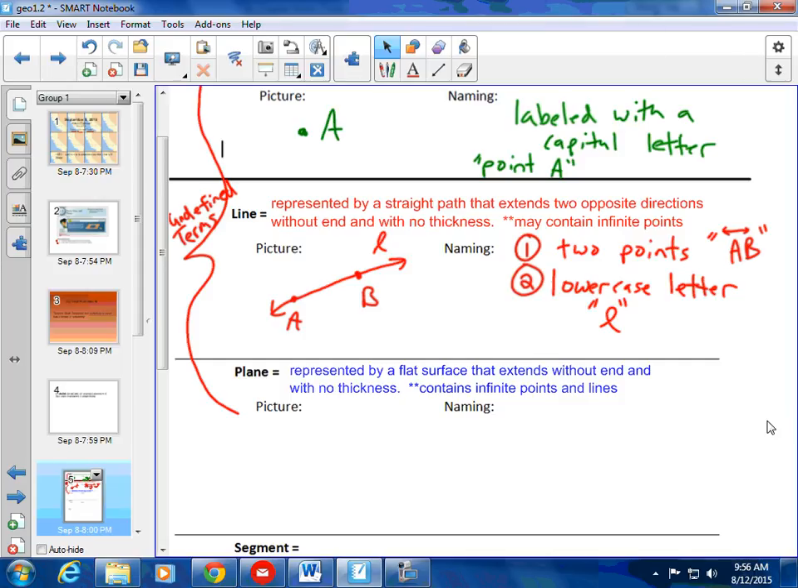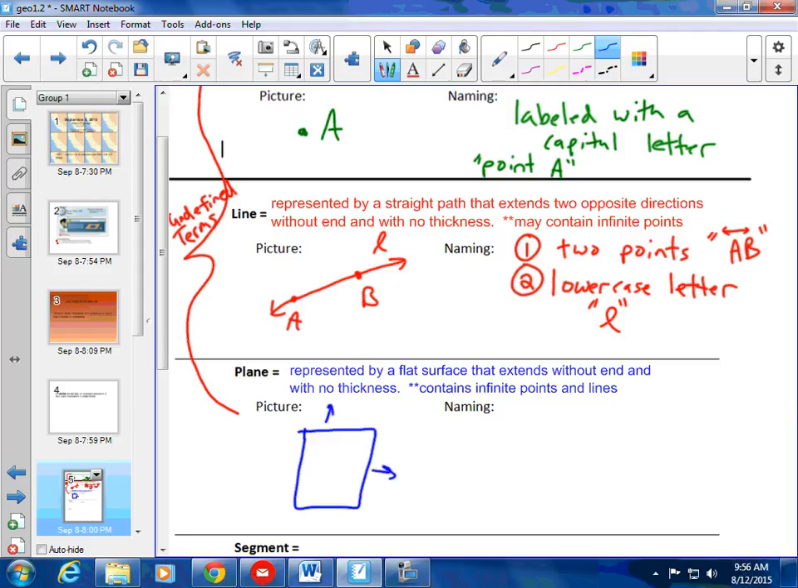So it's hard to draw a picture, so we're just going to draw kind of like a piece of paper here. We'll go like this. And just assume that it goes in all directions forever. That is a plane. Now, a plane needs to be labeled by at least 3 points.